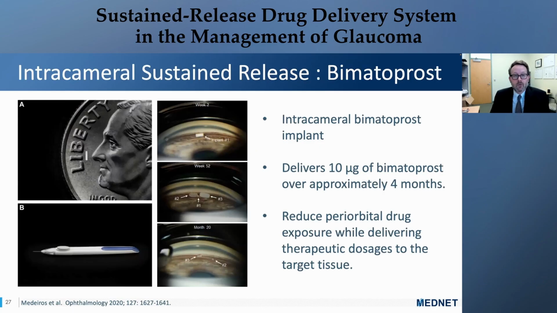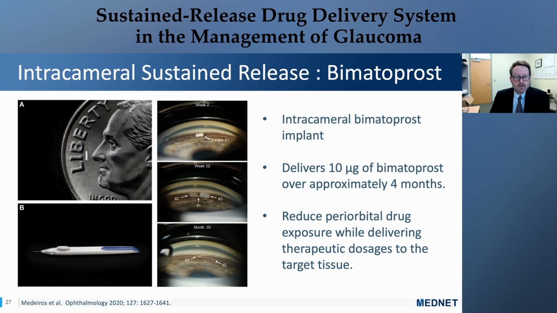So the only currently FDA-approved sustained delivery medication for glaucoma treatment is the intracameral sustained release formulation of bimatoprost. It delivers 10 micrograms of bimatoprost over approximately 4 months. And interestingly, 10 micrograms of bimatoprost is roughly the amount of medication that you would have in one eye drop. It's an intracameral implant, so it's placed within the intracameral space, and you can see it on the head of a dime here. There's an injector system that we use to inject it within the eye, and then it floats down into the inferior angle and stays there.